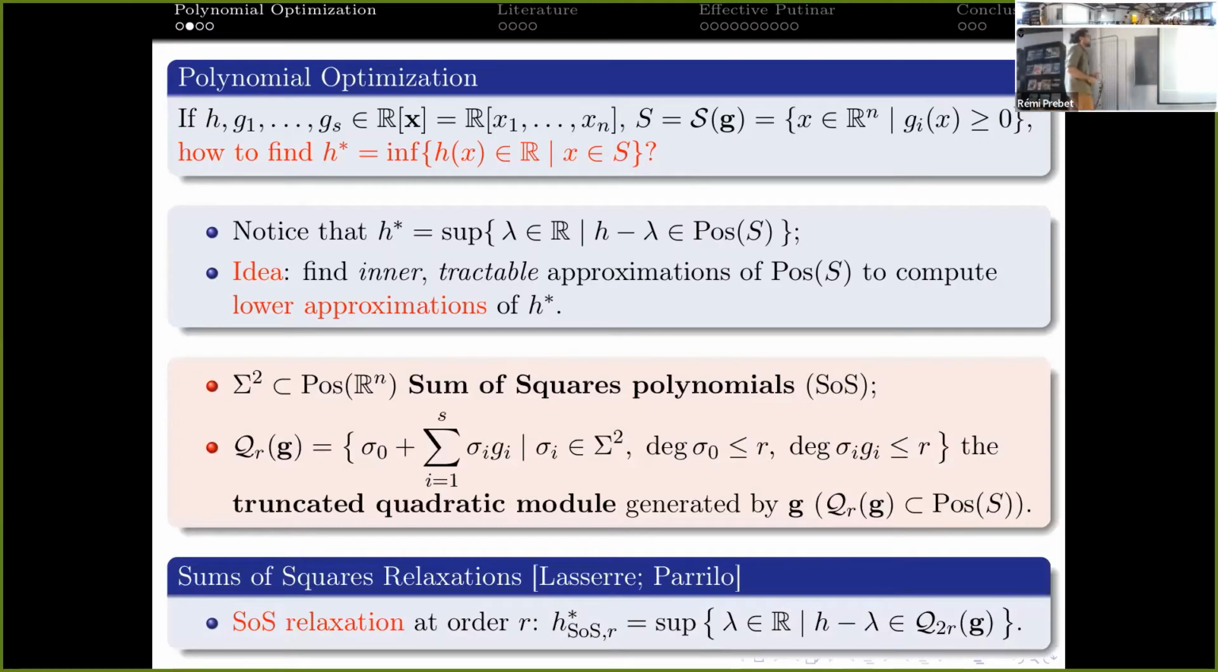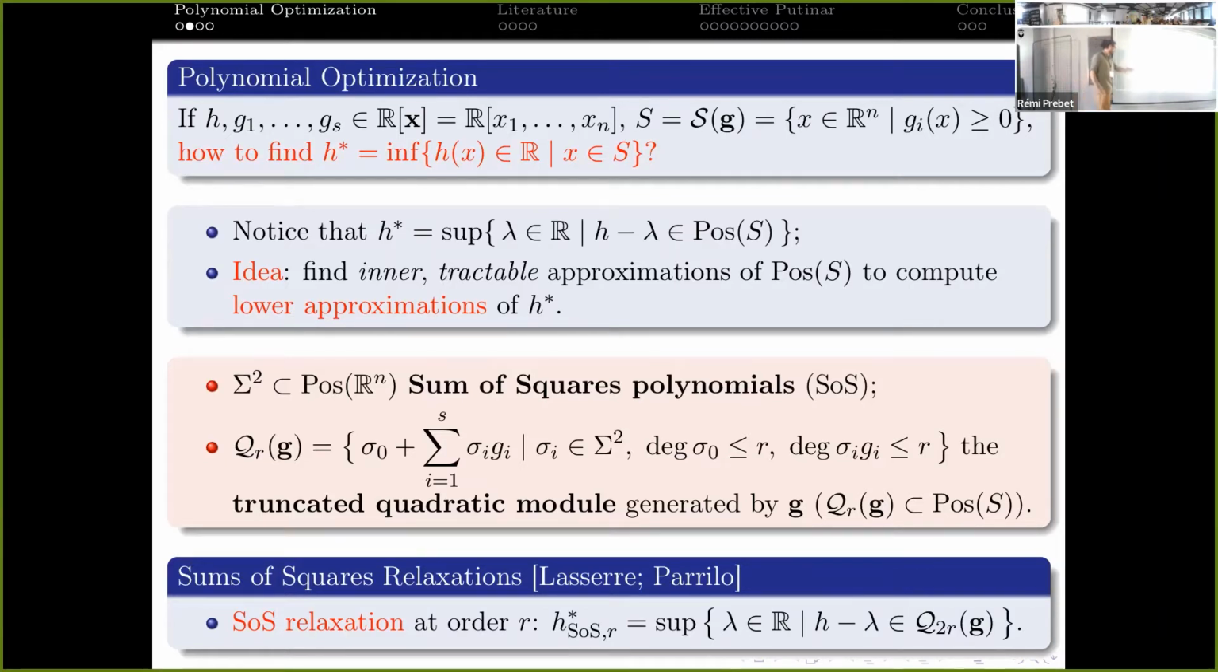And okay, so I denote in the talk Sigma squared the sums of squares of polynomials, again a convex cone containing the globally non-negative polynomials. And I denote Q_r of g the truncated quadratic module at degree r, so the polynomials that can be written as a sum of squares plus sums of squares times g_i, where we bound the degree of every term by r. And of course, this is a subset of the convex cone of non-negative polynomials on X by definition. And so for every r, this gives a lower approximation of the infimum.